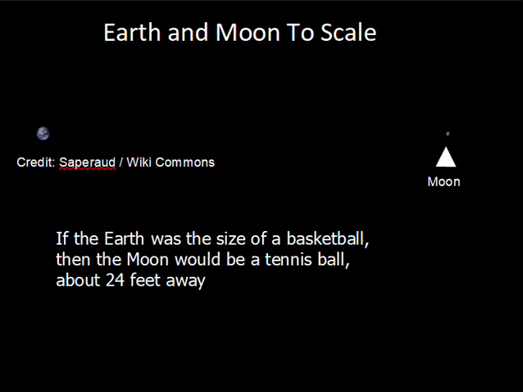So first, to talk about the Earth and Moon to scale. In this slide, we have the Earth on the left here, and hopefully you can see this little dot on the right that represents the Moon. If you would like to set this up for yourself, hopefully you could find a basketball, let that be the Earth, and place it on the floor, and then find a tennis ball and put that tennis ball 24 feet away from your basketball, and that would be the scale of the Earth-Moon system.